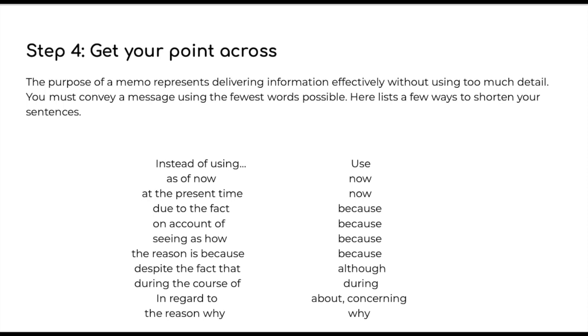Instead of using as of now or at the present time, use now. Instead of using due to the fact, on account of, seeing as how, or the reason is because, you can use because. Instead of using despite the fact that, you can use although. Instead of using during the course of, just use during. Instead of using in regards to, use about or concerning. And instead of using the reason why, just simply say why.